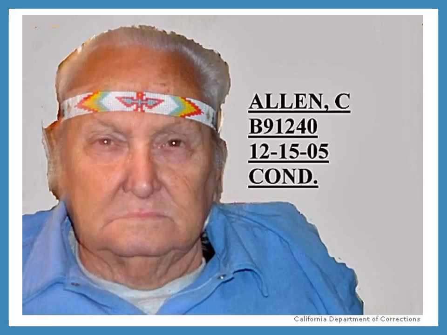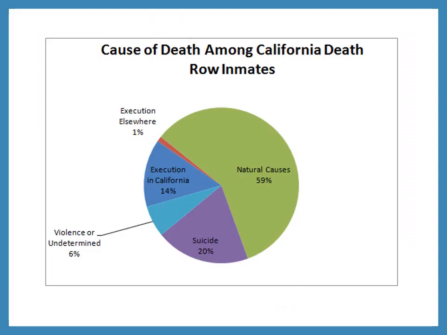The last execution to have taken place here in California was that of Clarence Ray Allen. He was convicted of 3 counts of first-degree murder. He wasn't executed until 25 years after he had been sentenced to the death penalty. It goes to show how here in California, our death row inmates have almost an 80% chance of dying from either natural causes or suicide, versus only 14% of them actually being executed.